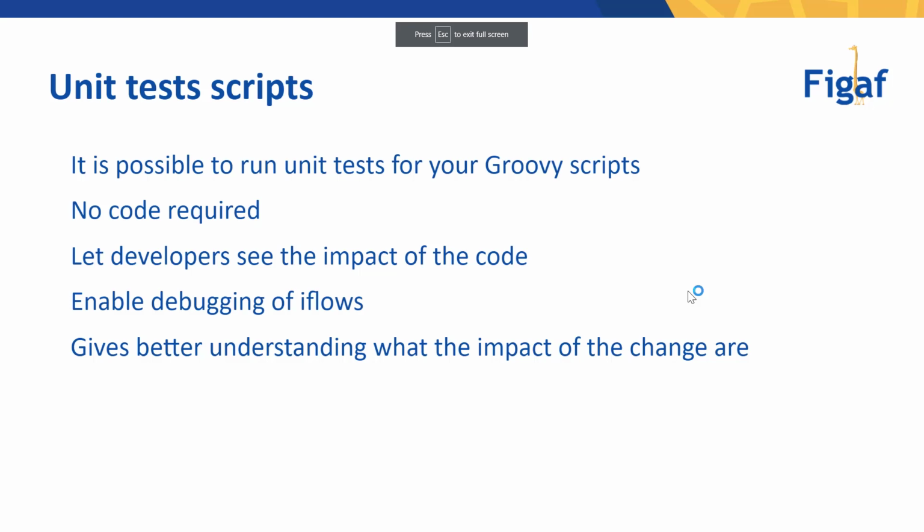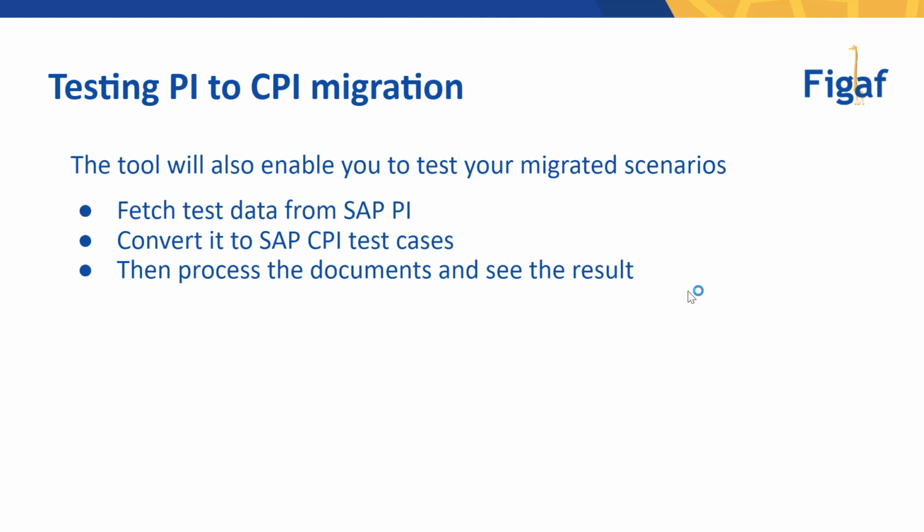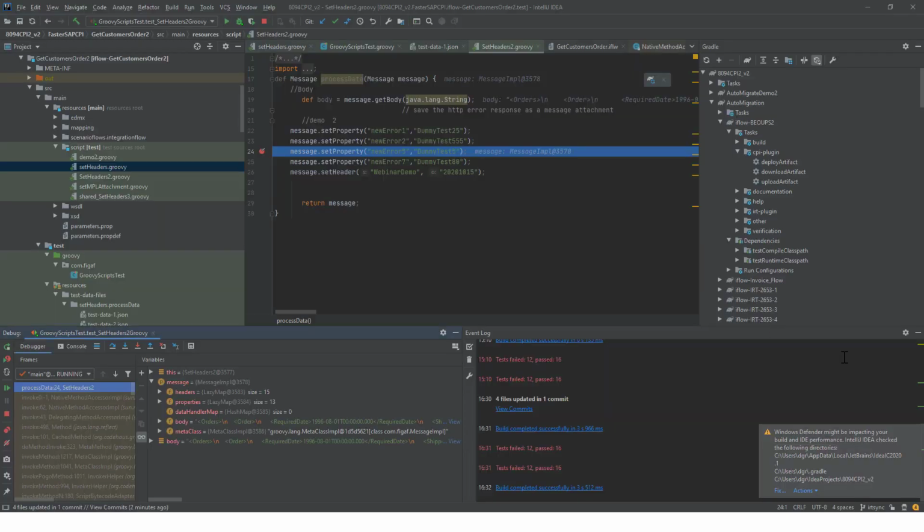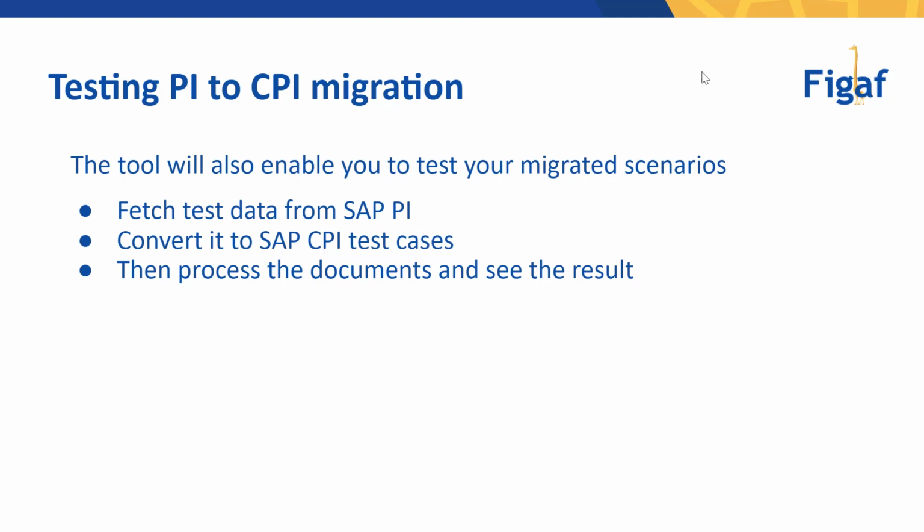Good. So unit test, we covered that. Testing PI to CPI migration, I covered that. You want to also cover this a little bit, and the idea is that you can actually create recordings in the same way in a PI scenario, and then you can actually map them to a CPI based scenario.